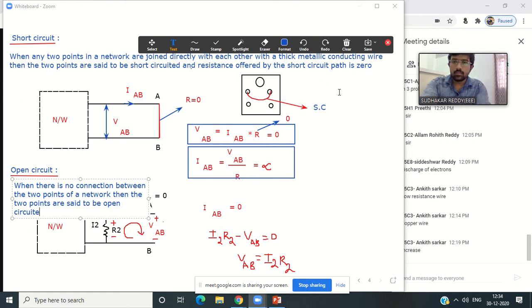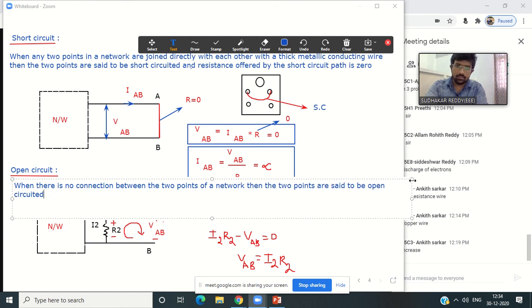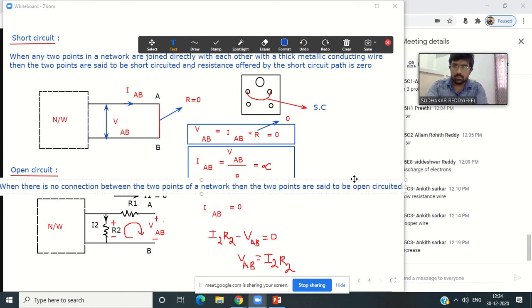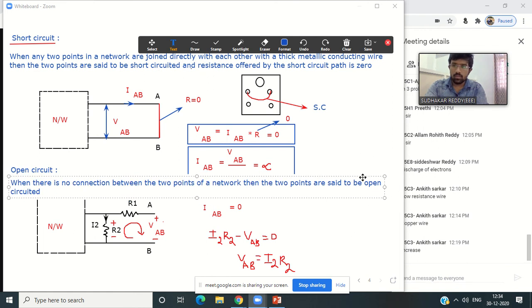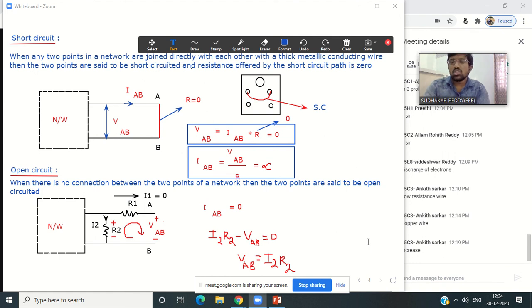Yeah, that's it. There is no connection. We are not connecting anything. That's it. And the 2 points are said to be open circuit. Understood, everyone? The difference between short circuit and open circuit. This is how we can differentiate. All of you copy this network also. Do it.